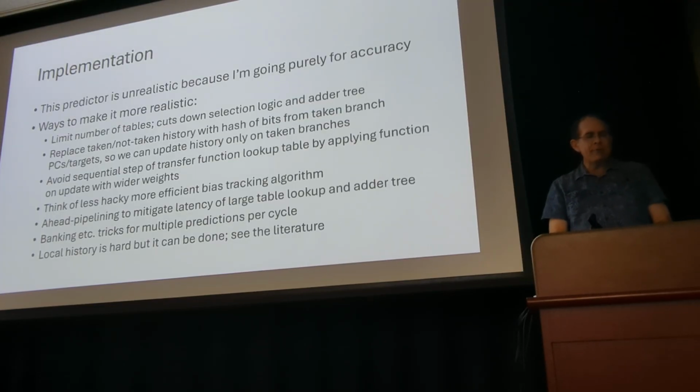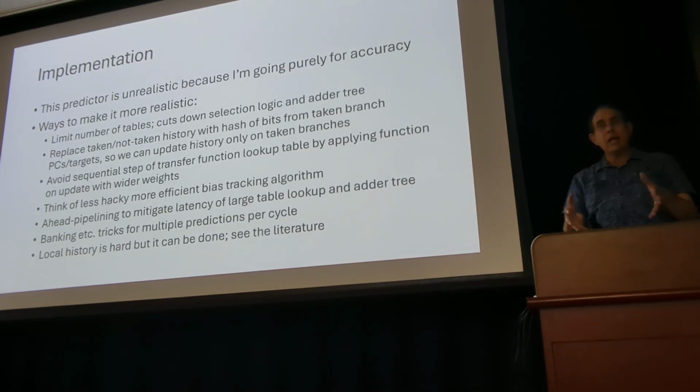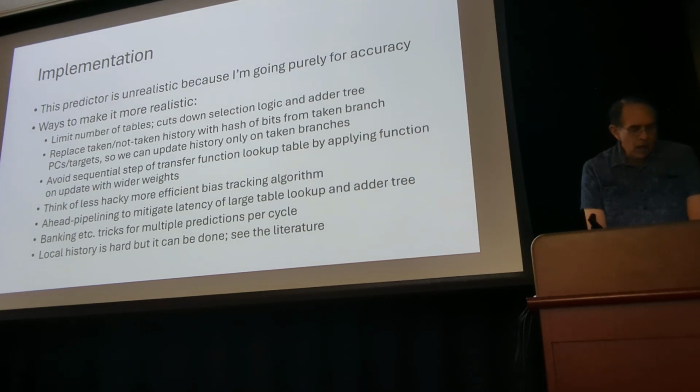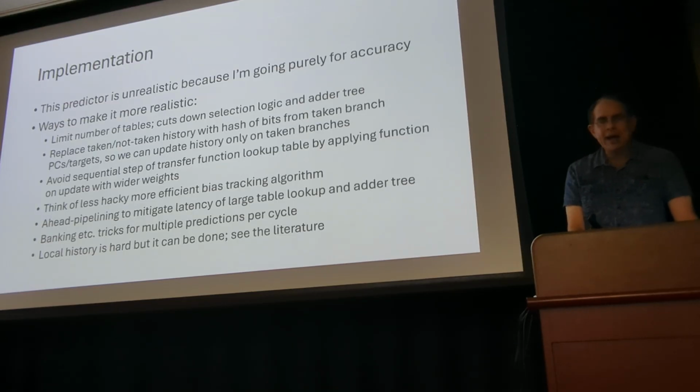Avoid the sequential step of the transfer function. Right, I say I want you to look up something in a table before you go look up something else in another table. We can fix that by applying the transfer function on wider counters during the update stage rather than during the prediction. That just costs more hardware. Think of a less hacky, more efficient bias tracking algorithm. Ahead pipelining to mitigate the latency of larger table lookups.